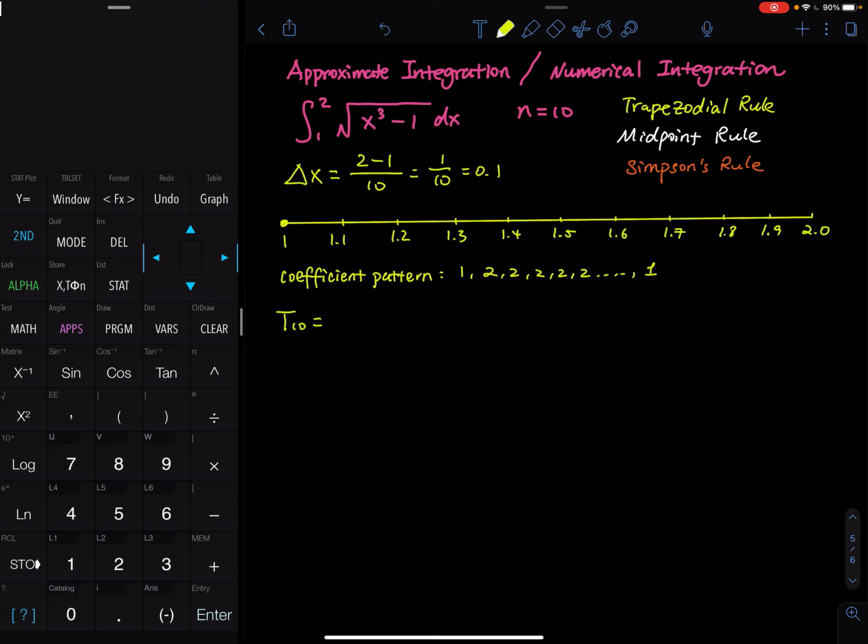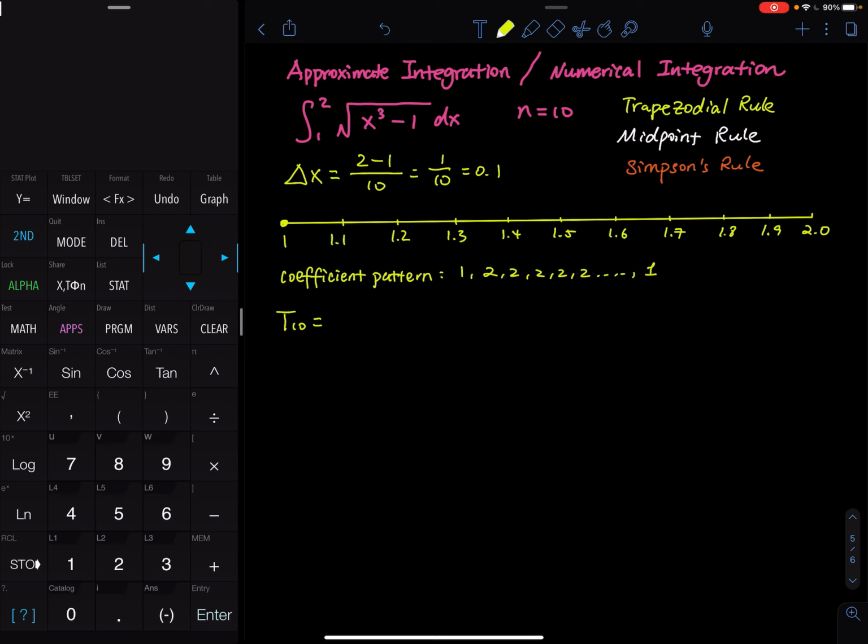So the delta x is you take 2 minus 1 divided by 10, so the width of the rectangle is equal to 0.1. So you draw a line, and then from 1 to 2, you cut this into 10 pieces. The width of each piece is 0.1, so the increment is 0.1. So from 1 to 1.1, and then 1.2, 1.3, 1.4, 1.5, so on and so forth. And then you can see there are exactly 10 intervals in there.